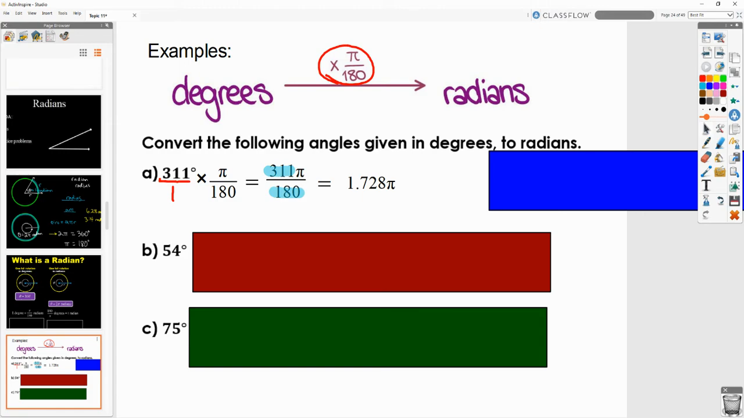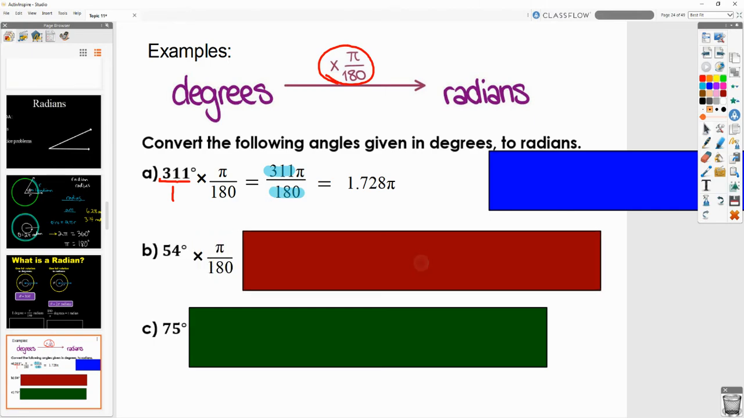Okay, next is more of the same. We start off with a measurement of 54 degrees. We want to turn that into a radian measurement. So we take that and multiply times pi over 180. You can put that over 1 if it's going to help you recognize and keep track of top times top and bottom times bottom.